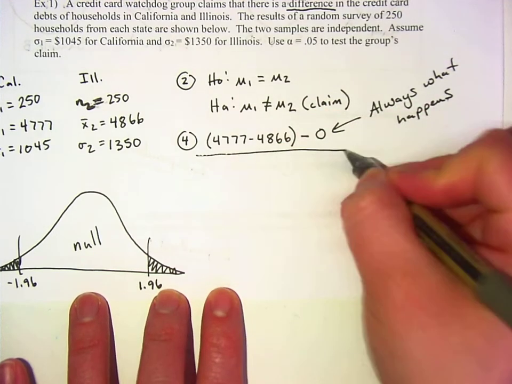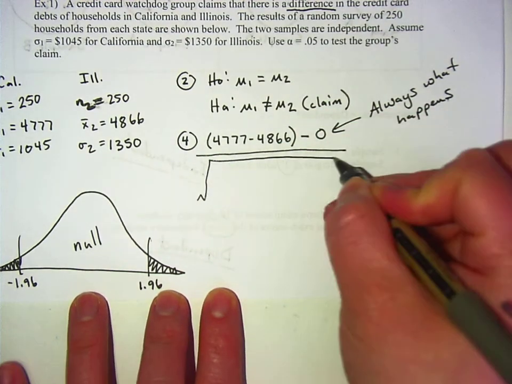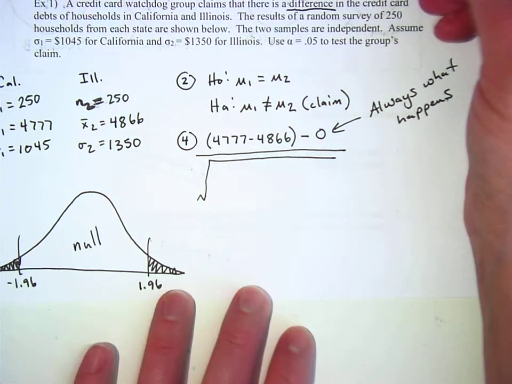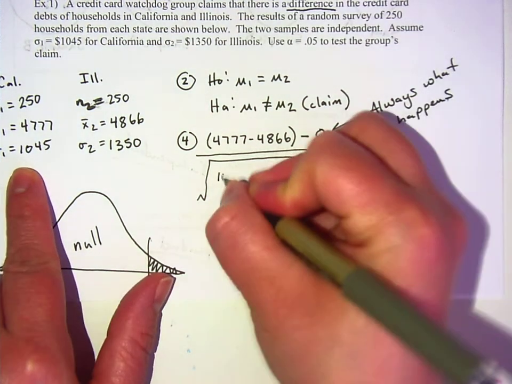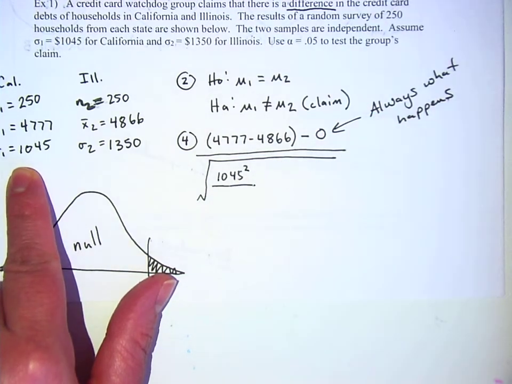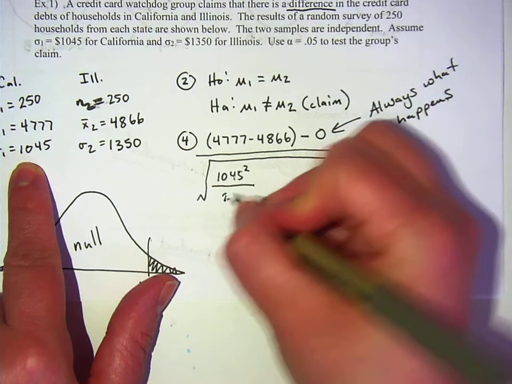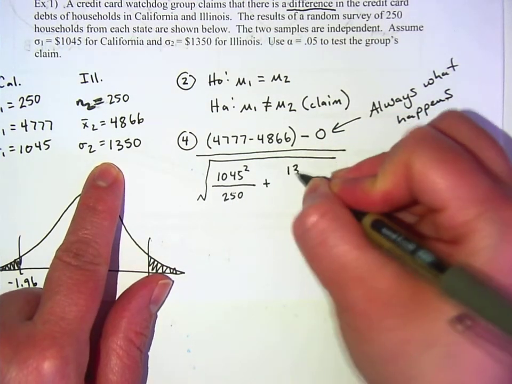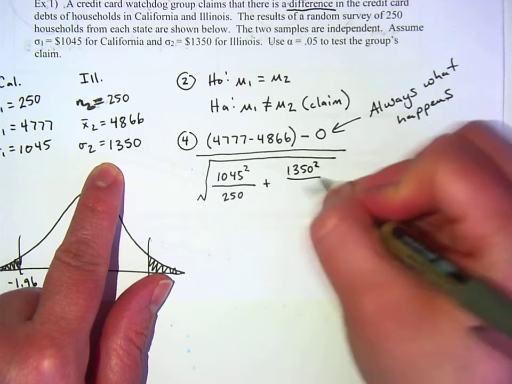On the bottom is a big square root. And then we've got, let's see if I can read this right. We've got a square, the standard deviation, the first one. So we're going to take 10,045 squared divided by n1, which is 250, plus 1,350 squared divided by 250.